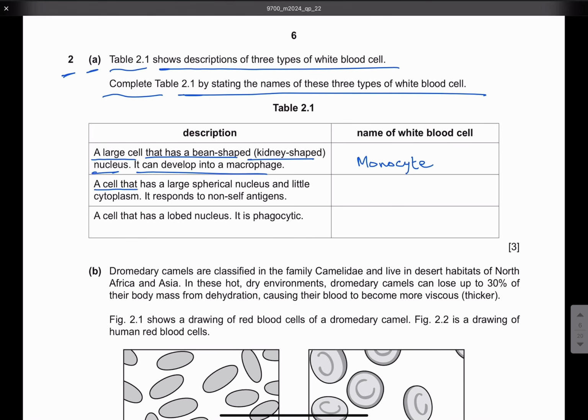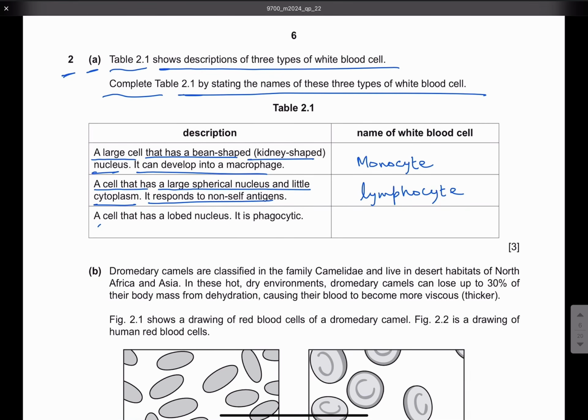A cell that has a large spherical nucleus and a little cytoplasm, it responds to non-self antigens. So guys, this is lymphocytes. So you all know that lymphocytes have a very large spherical nucleus with very thin cytoplasm around the nucleus, and lymphocytes are also involved in responding to the non-self antigens.